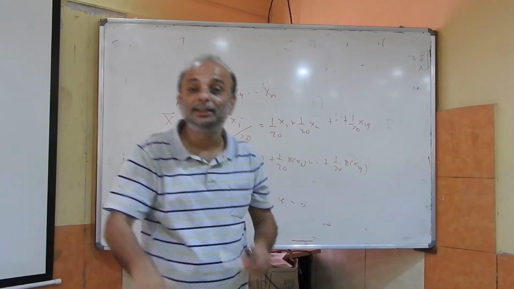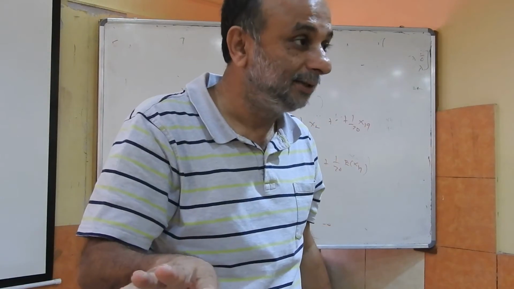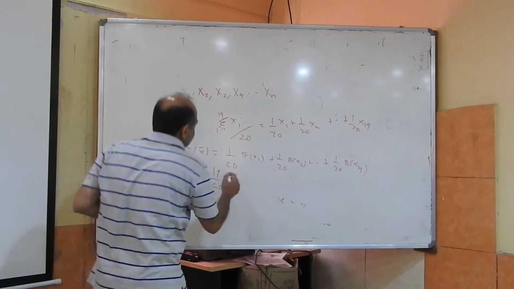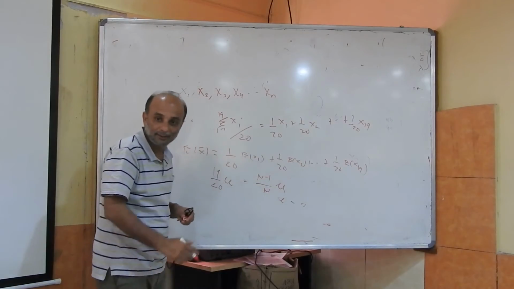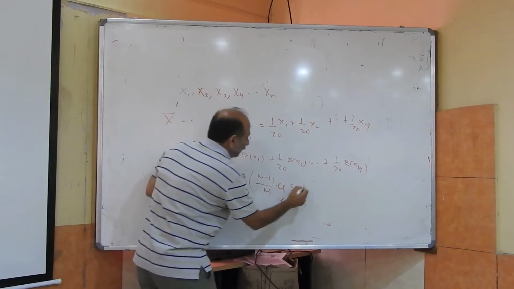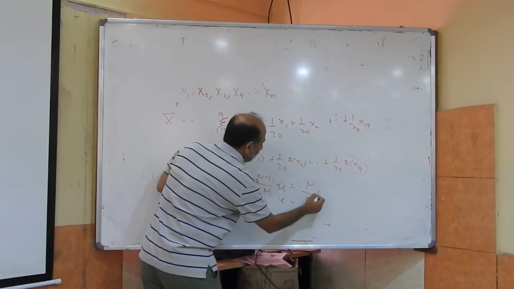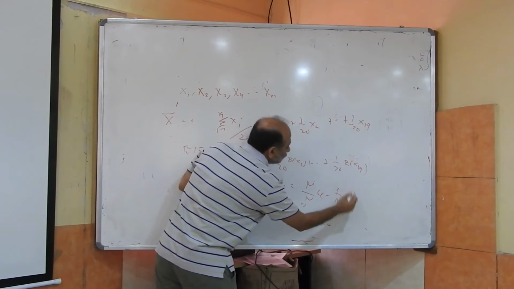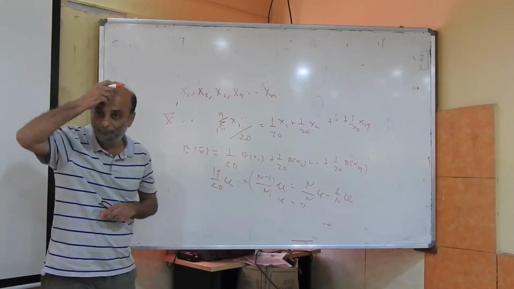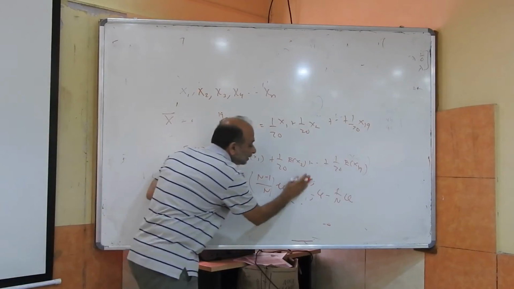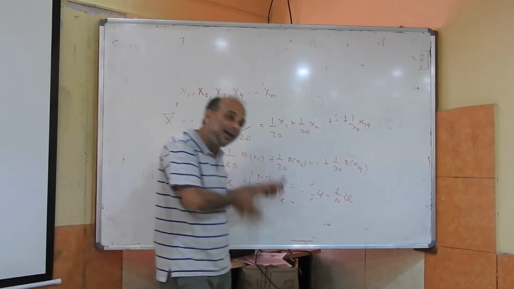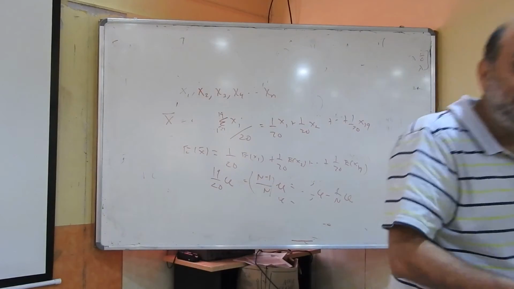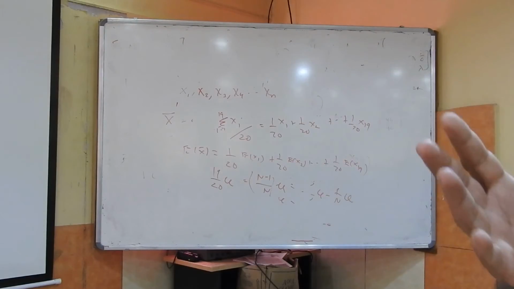So as she correctly says, it will underestimate. Right? In general, this will be equal to n minus 1 upon n mu. Now see the important part. This is n upon n mu minus 1 upon n mu, which is mu minus 1 upon n mu. So if mu is positive, this will underestimate. If mu is negative, this will overestimate.